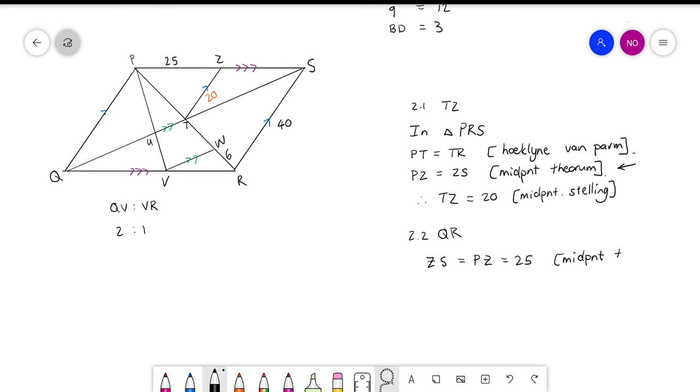midpoint theorem. Die middelpuntstelling is basies net soos 'n spesiale geval van hierdie ene wat ons hierbo gedoen het, waar die lyn parallel is aan een sy van die driehoek, because in this case, it's not only parallel, it's exactly in the middle. But it is still parallel, it's just a special case of the proportionality theorem.